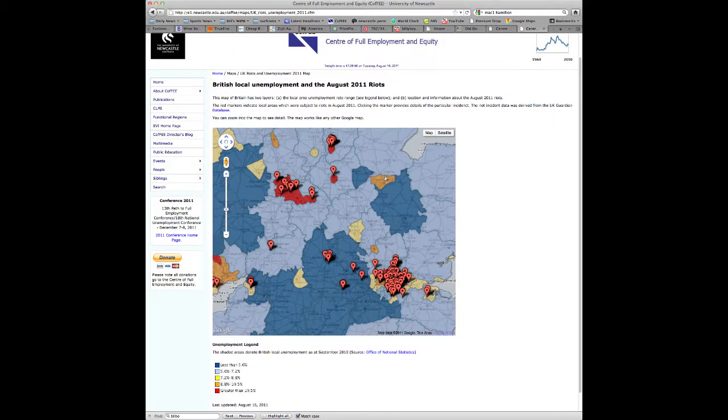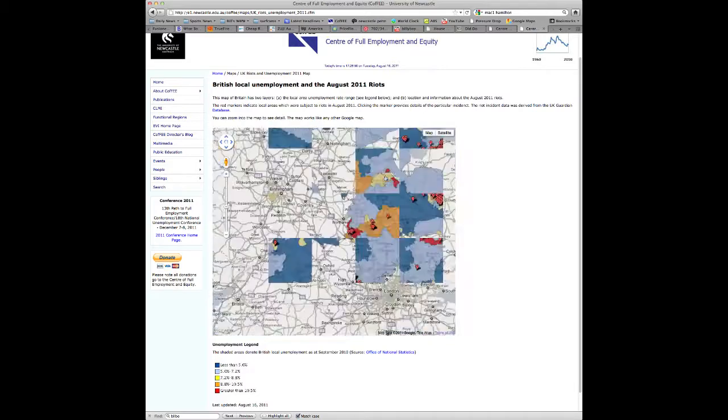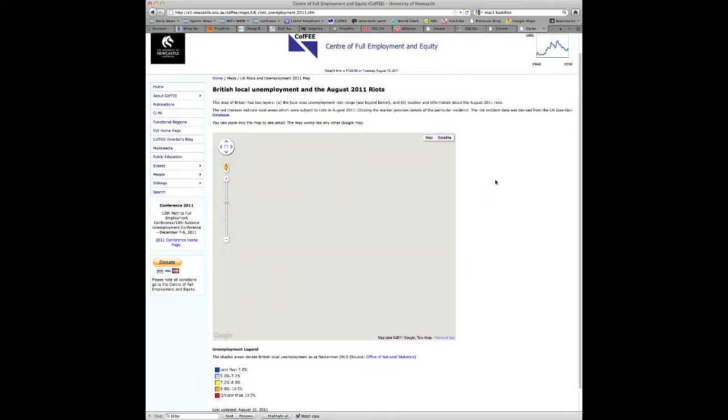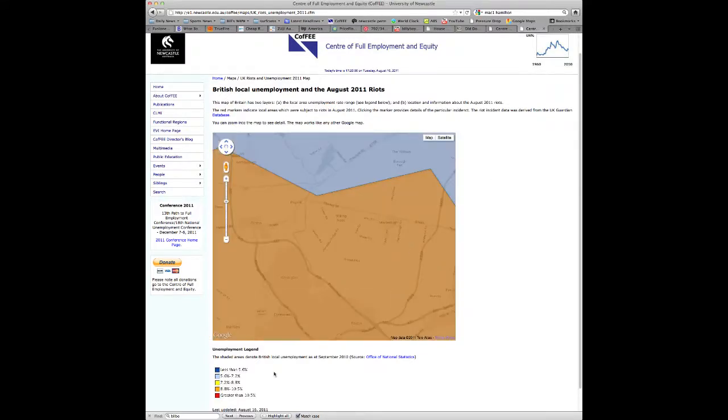And clearly that doesn't establish causality, but it certainly provides a basis for a research agenda. So that's where I'll end it. I just think that that's an important graphical device to help us understand the spatial distribution of the riots and the spatial distribution of unemployment.